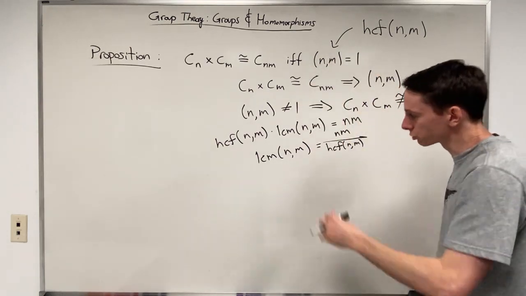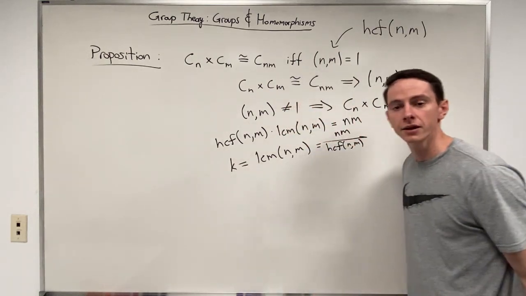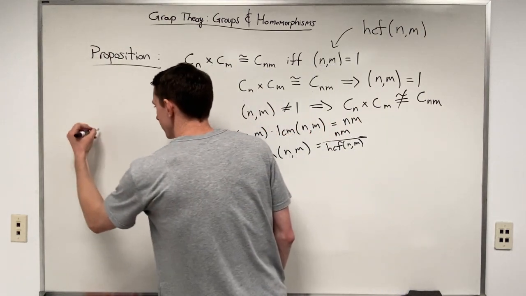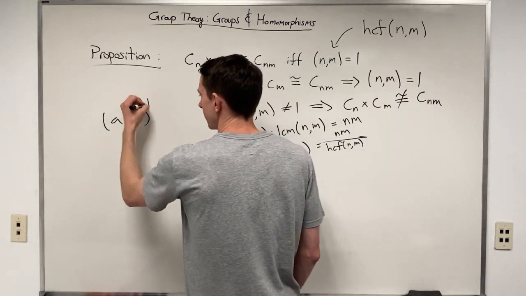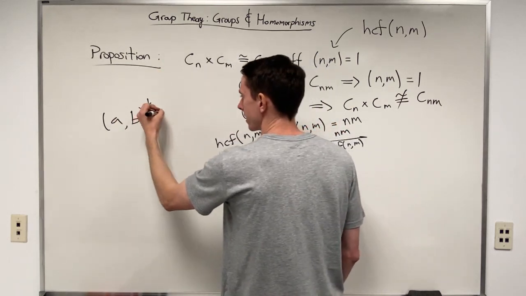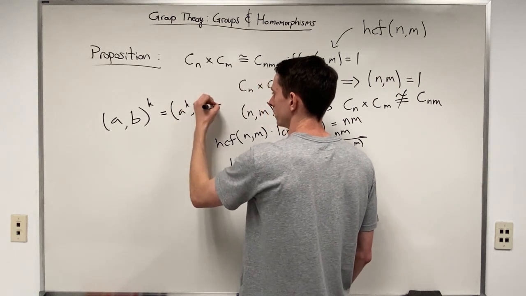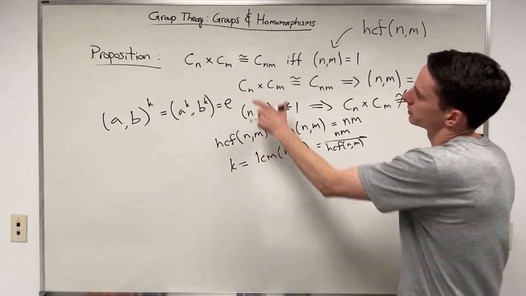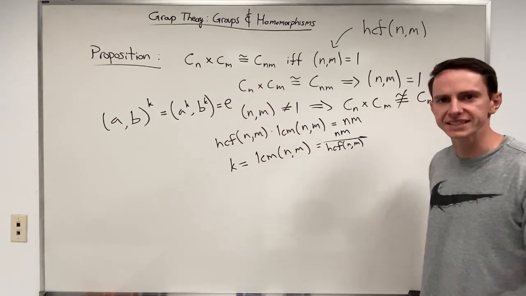And if you remember in the last whiteboard, we said that this least common multiple, that's what we called k. That was the order of the element (a, b). Maybe I shouldn't have erased that. But we said that (a, b) raised to the k was the same as a to the k, b to the k, which was the identity element in this group right here, right? The C sub n cross C sub m group.